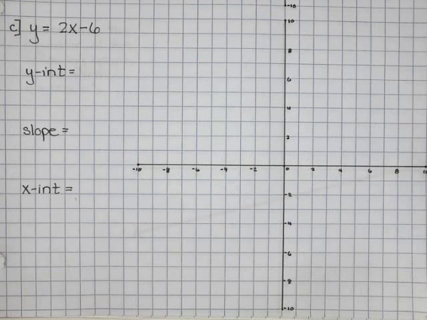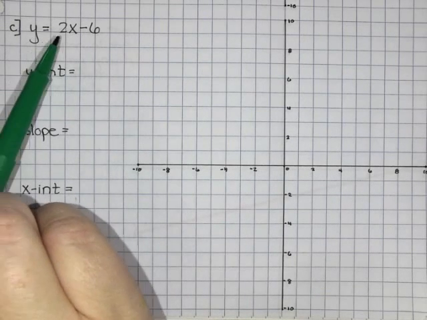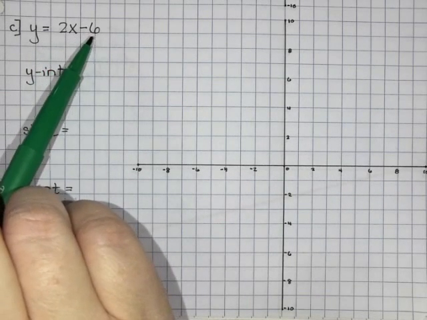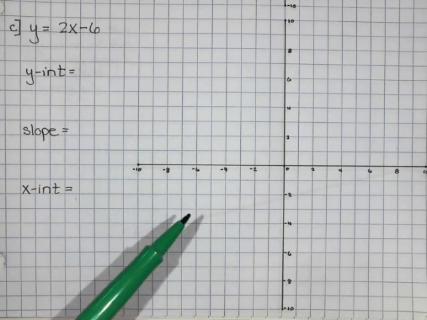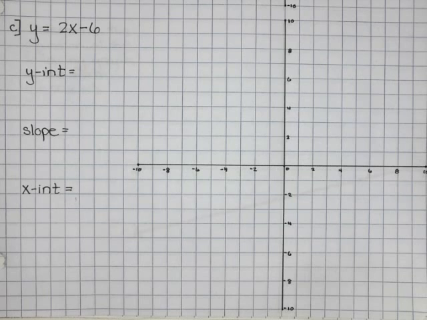This is the third part of our video on graphing lines. So our equation this time is y equals 2x take away 6. And I want to state the y-intercept, the slope, the x-intercept, and graph it. So I am going to start with the y-intercept and the slope.